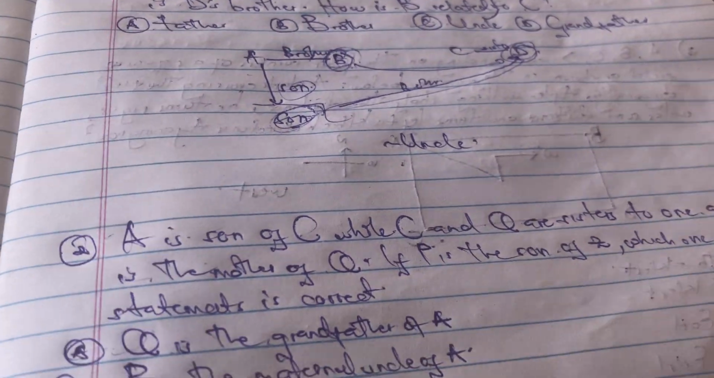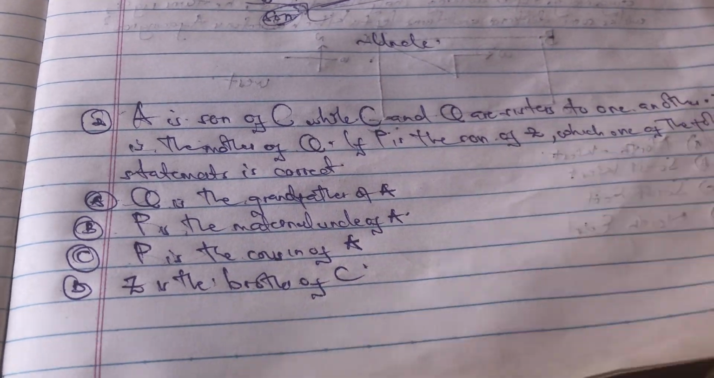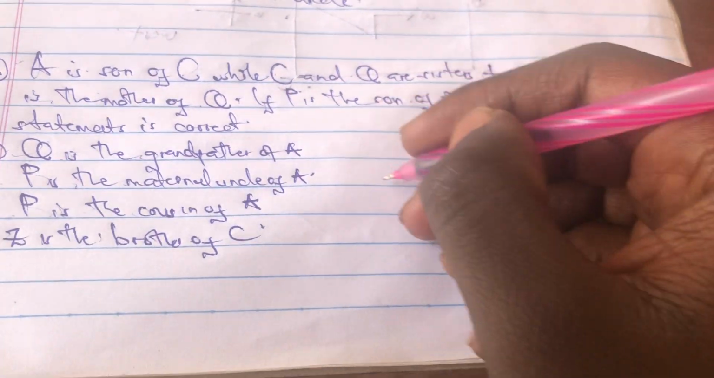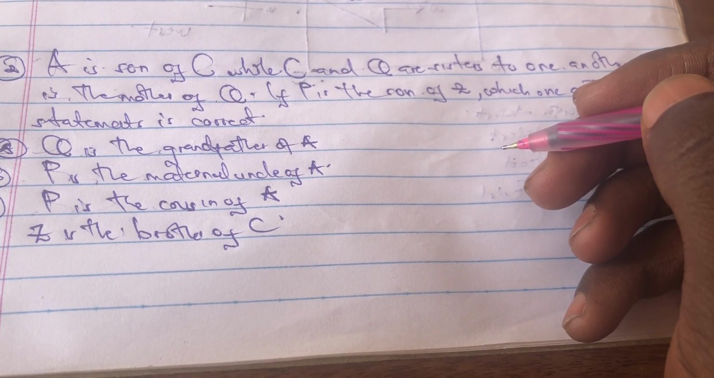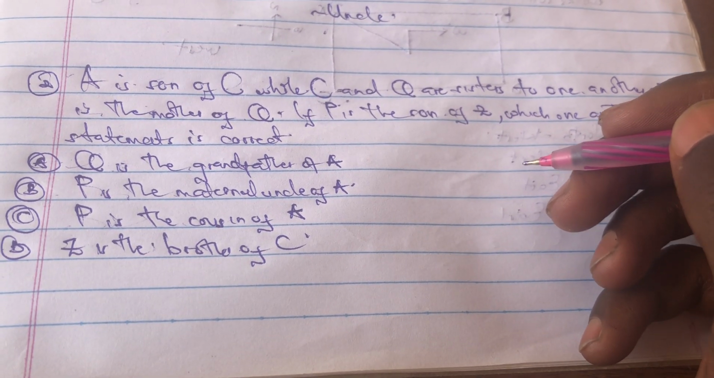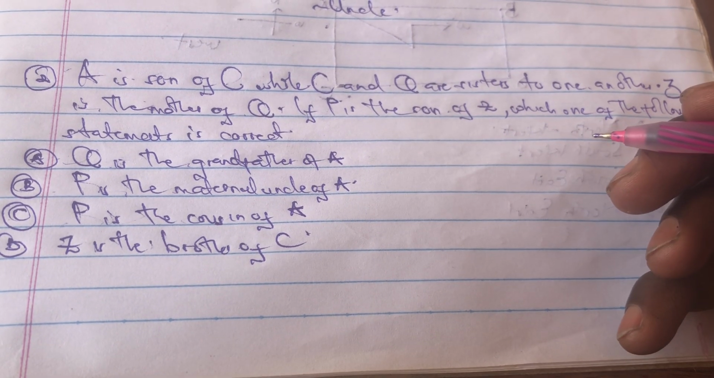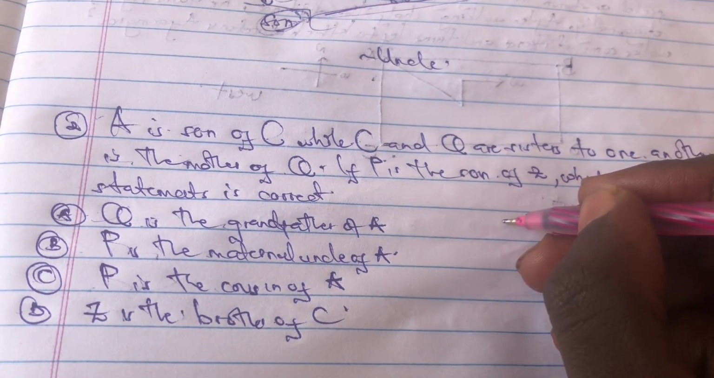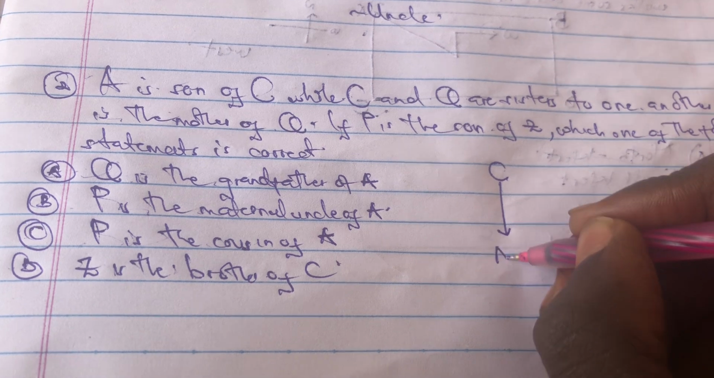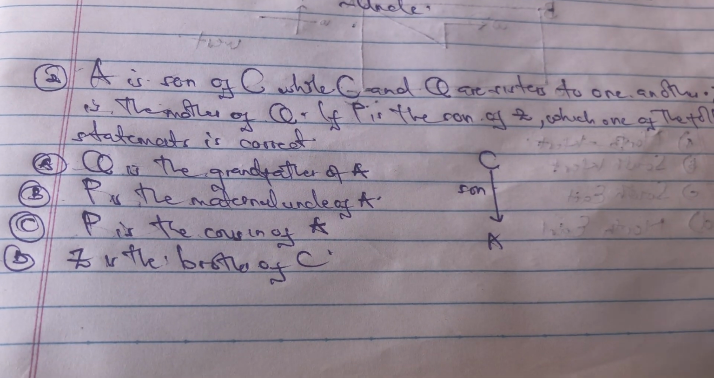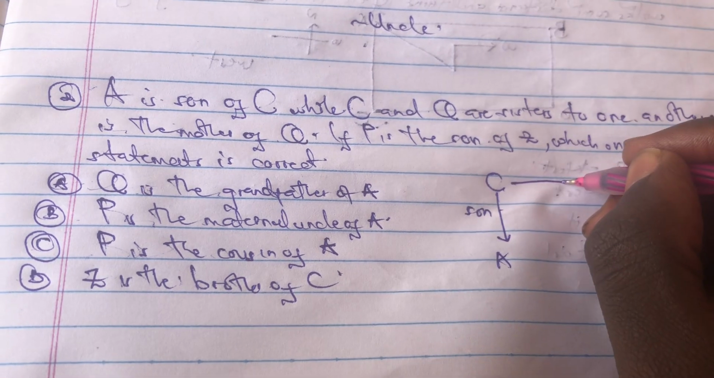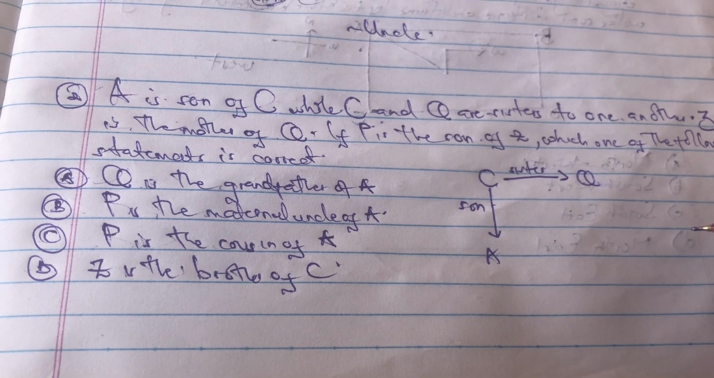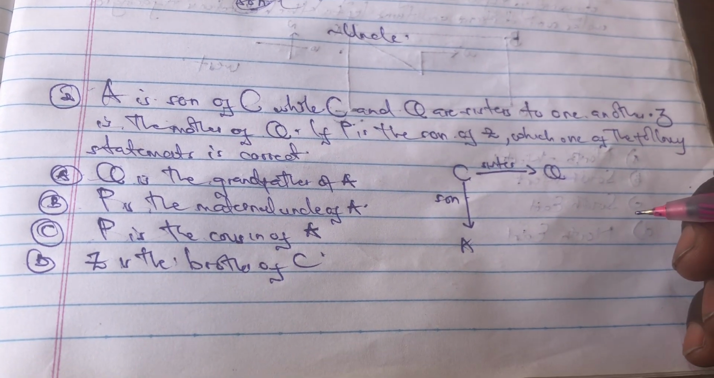Then they are continuing, they are telling us here, A is a son of C, while C and Q are sisters to one another. Let's try to simplify it here for you. All together. So if A is a son of C, that means if this is C, his son is A. This is the son of C. While C and Q are sisters, this is Q. Let's try to put Q is a sister. So to A, this is an auntie. And they are saying sisters to one another.